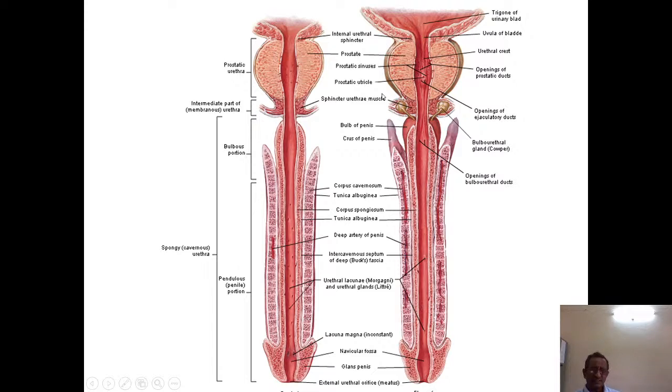And then we are having a sphincter at the internal opening and a sphincter at the external opening. External urethral sphincter, this is the external urethral sphincter, and this is the urethral sphincteric muscle, that is the internal urethral sphincter. This is extending all this one.